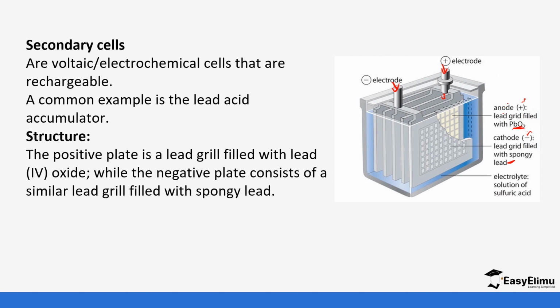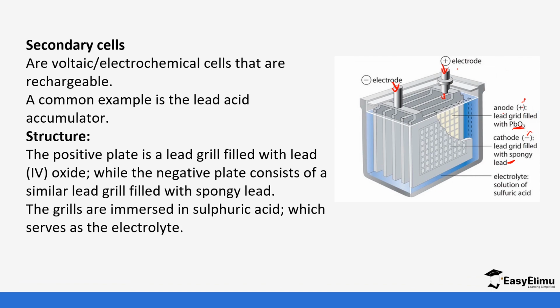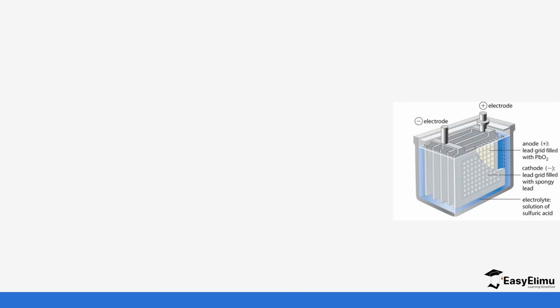So the anode is usually attached to the positive part of the battery and the cathode the negative part. Although anode is the negative electrode because it has higher concentration of electrons, and cathode is a positive electrode because it has less concentration of electrons. So do not get confused why there is positive negative. It's just the attachment to the battery. And then the grids are immersed in sulfuric acid. So sulfuric acid is the one that is used as an electrolyte in this case.